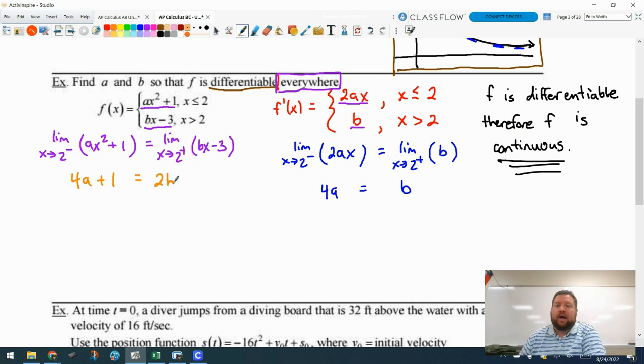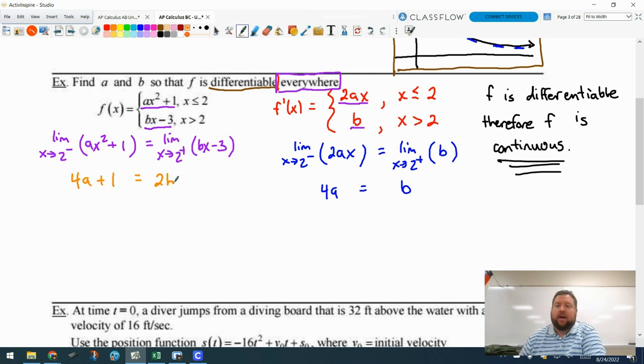All right, so when does the diver hit the water? The diver hits the water when s of t, the position, is equal to 0. Hits the water, that is the x-axis, if you're thinking of it graphically. The water is the x-axis.